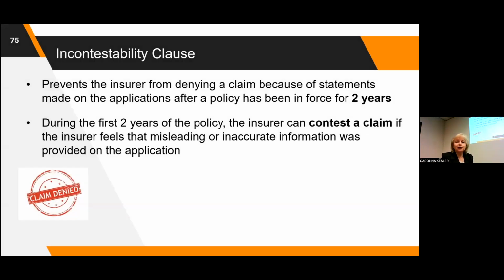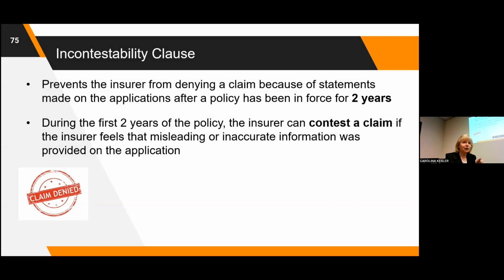Incontestability. It prevents the insurer from denying a claim because of statements made on the application after a policy has been in force for 2 years. During the first 2 years of the policy, the insurer can contest a claim if the insurer feels that misleading or inaccurate information was provided on the application.